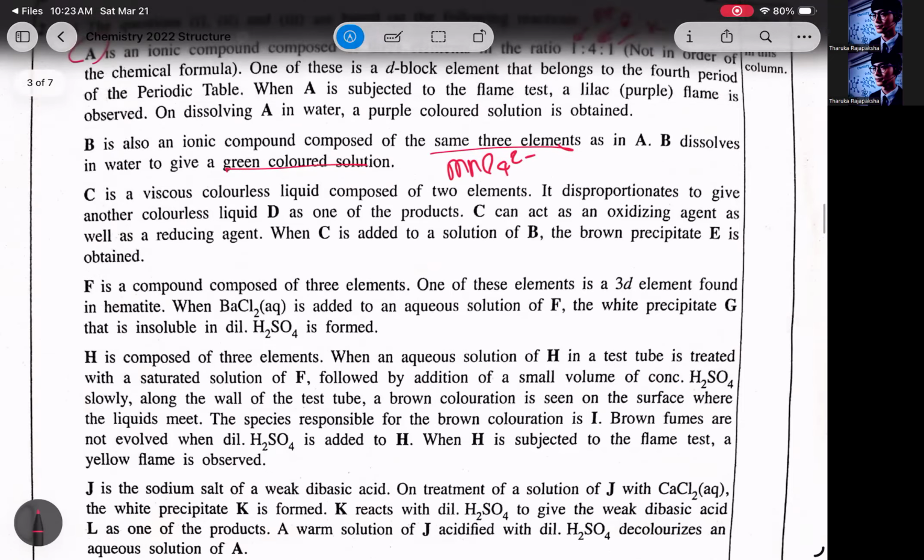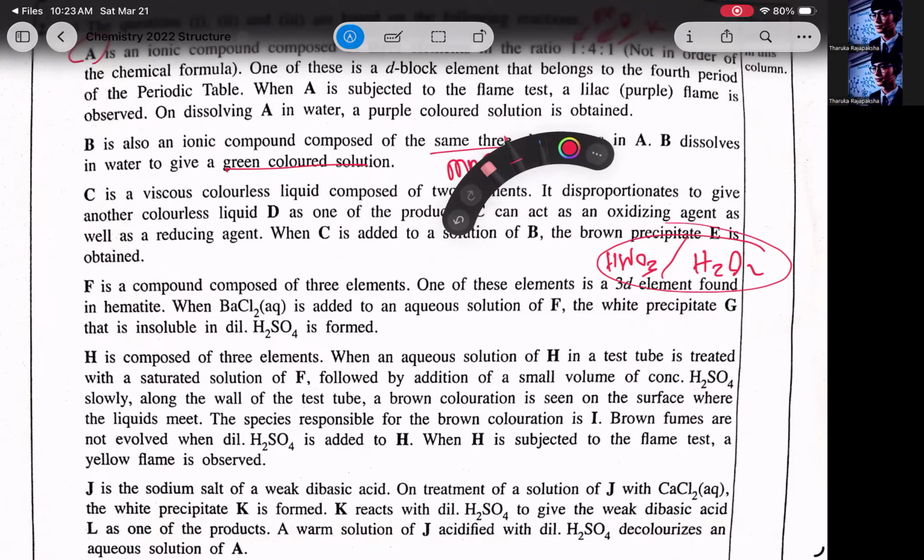C is a viscous colorless liquid. What are the two viscous liquids in the syllabus? HNO3 and H2SO4. Sorry, HNO3 and H2O2, not H2SO4. These are the two viscous liquids in the syllabus. So make sure you write this in special notes or somewhere. I have taught this in the class.